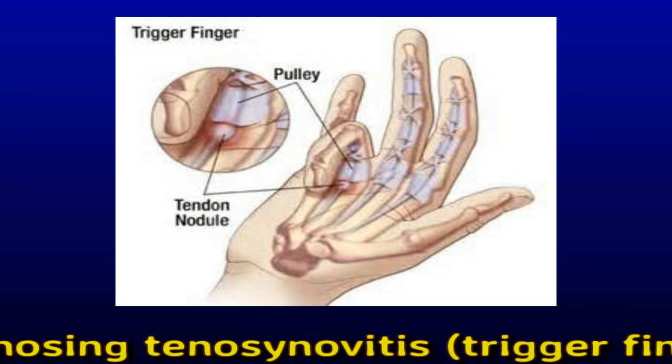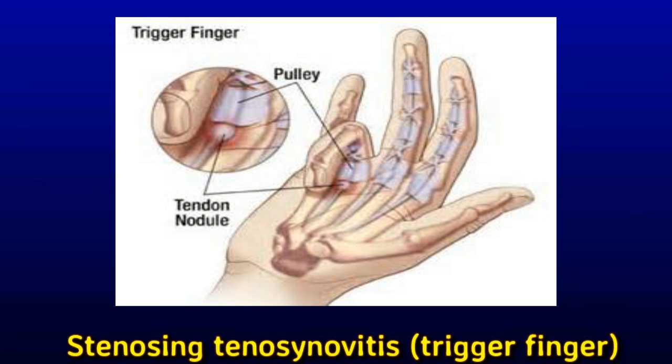Stenosing tenosynovitis or trigger finger. Trigger finger is the common name for stenosing tenosynovitis, a condition that can occur due to inflammation in the tendon sheath in the base of the finger. This causes the finger to lock or catch when trying to move it.